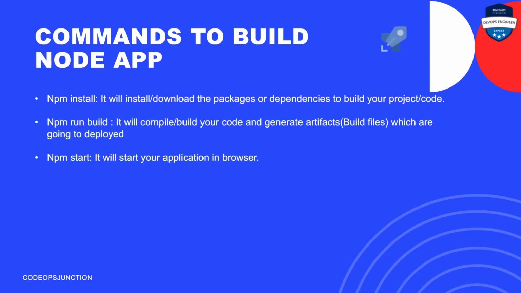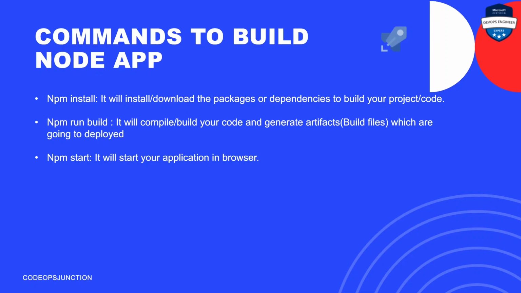So first one is npm install. It will install or download the packages or dependencies to build your project or code. Second one is npm run build. It will build your code and generate artifacts, that is build files, which are going to be deployed. And the last one is npm start. It will start your application inside a browser. So these three commands are used to build any node based applications. You have to use in this sequence only: npm install, then npm run build, and then last npm start.